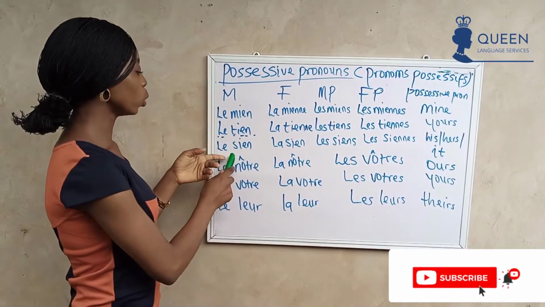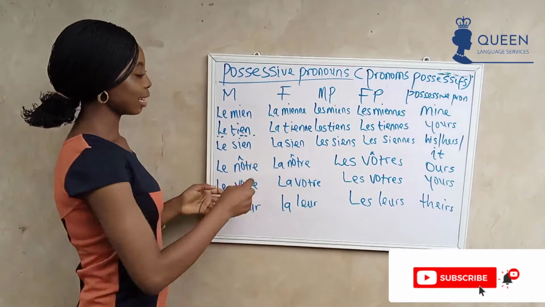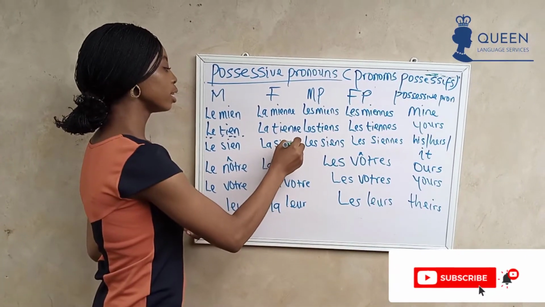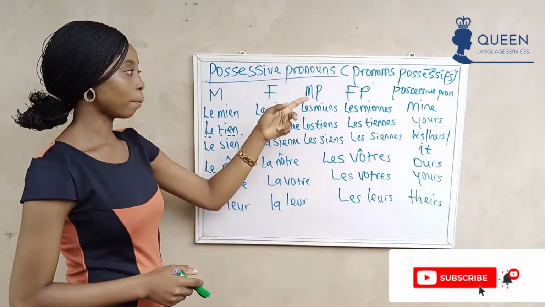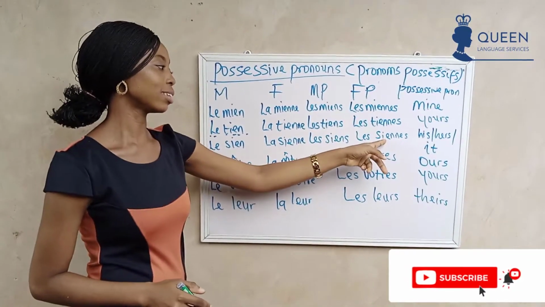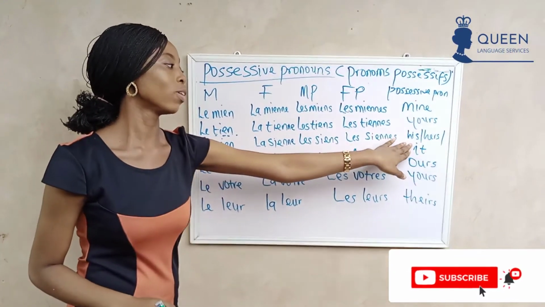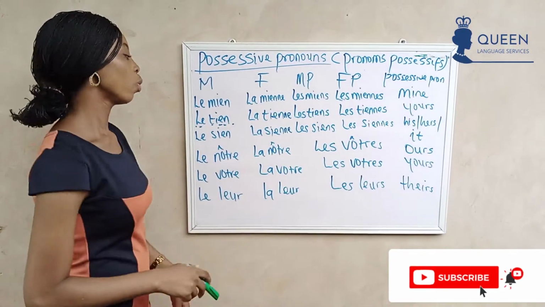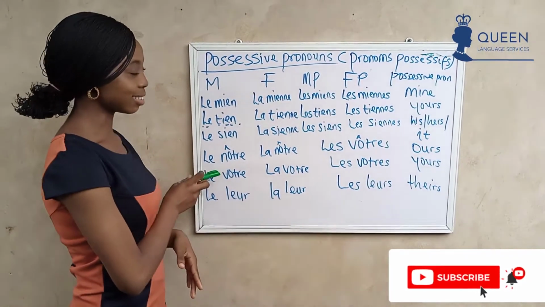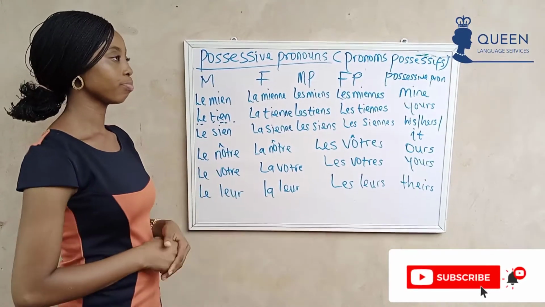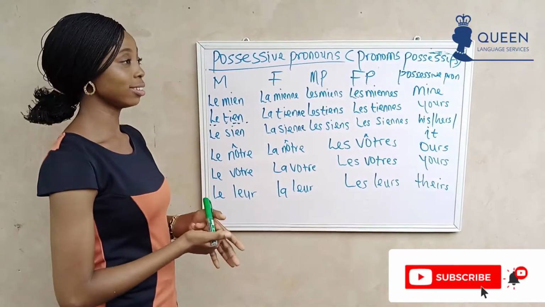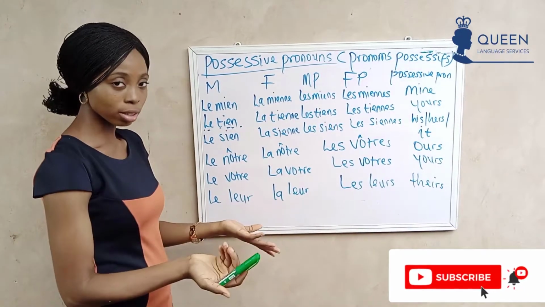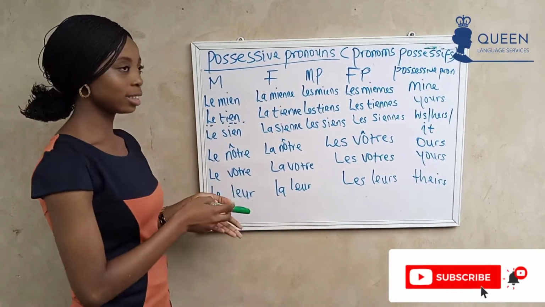We have it as le sien for the masculine, la sienne for the feminine, and we have les siens for the masculine plural and les siennes for the feminine plural. And we have the English form as his, hers, or its. Then we have ours in French language, like saying it's our house. It's ours. So we say that this way in French language.